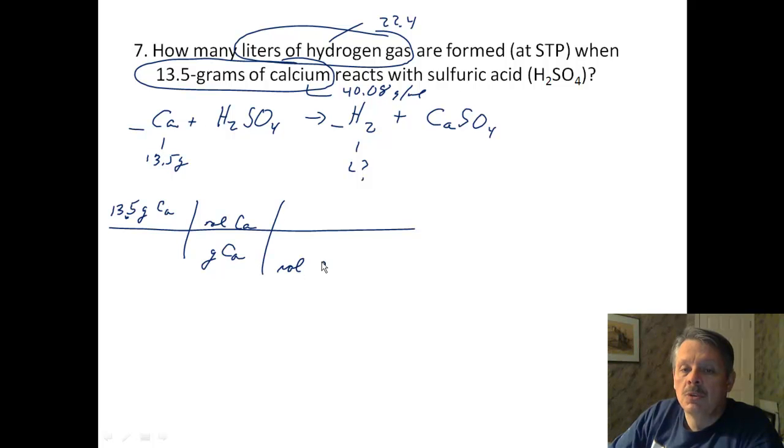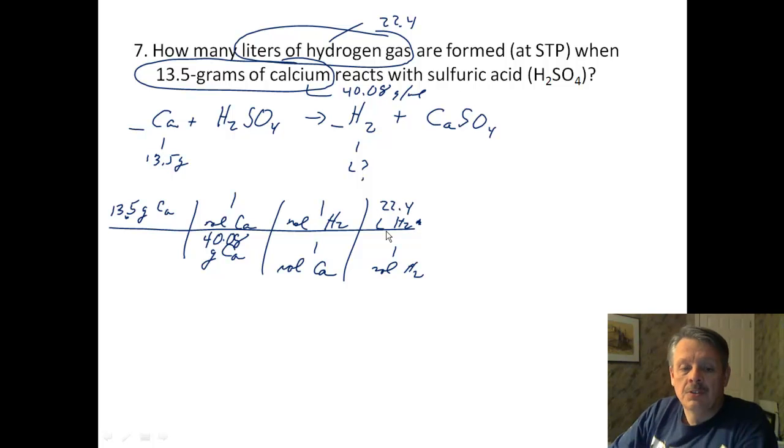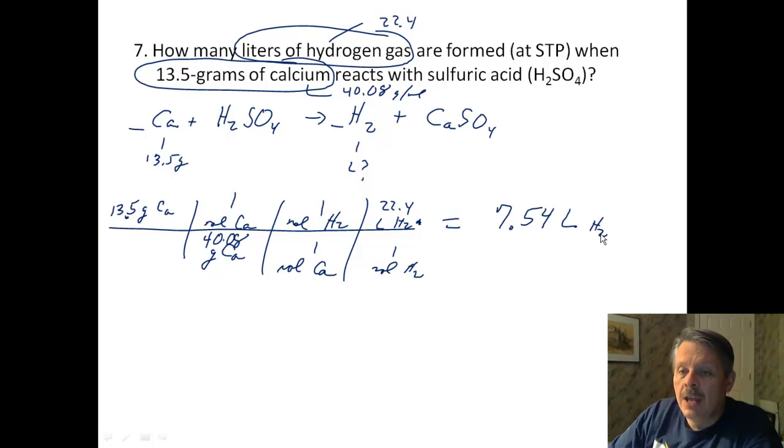But I don't want moles of calcium, I want moles of hydrogen gas. But I really don't want moles of hydrogen gas either. I really want liters of hydrogen gas. Well, 1 mole of calcium weighs 40.08 because we looked that up. And we see that 1 mole of calcium gives us 1 mole of H2, and 1 mole of H2 is 22.4 liters. So if I take the 13.5, divide by 40.08, and multiply by 22.4, I in fact get 7.54 liters of H2 gas.